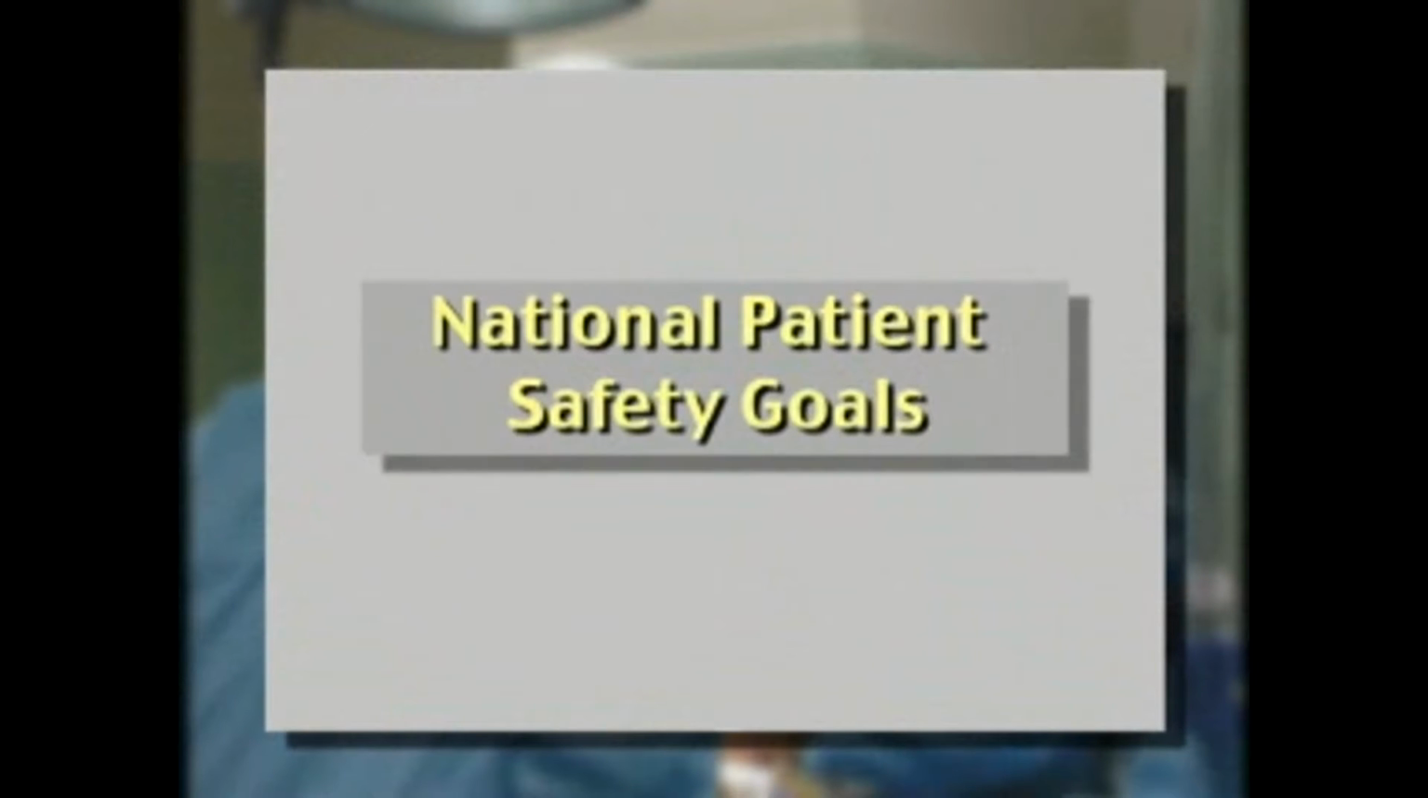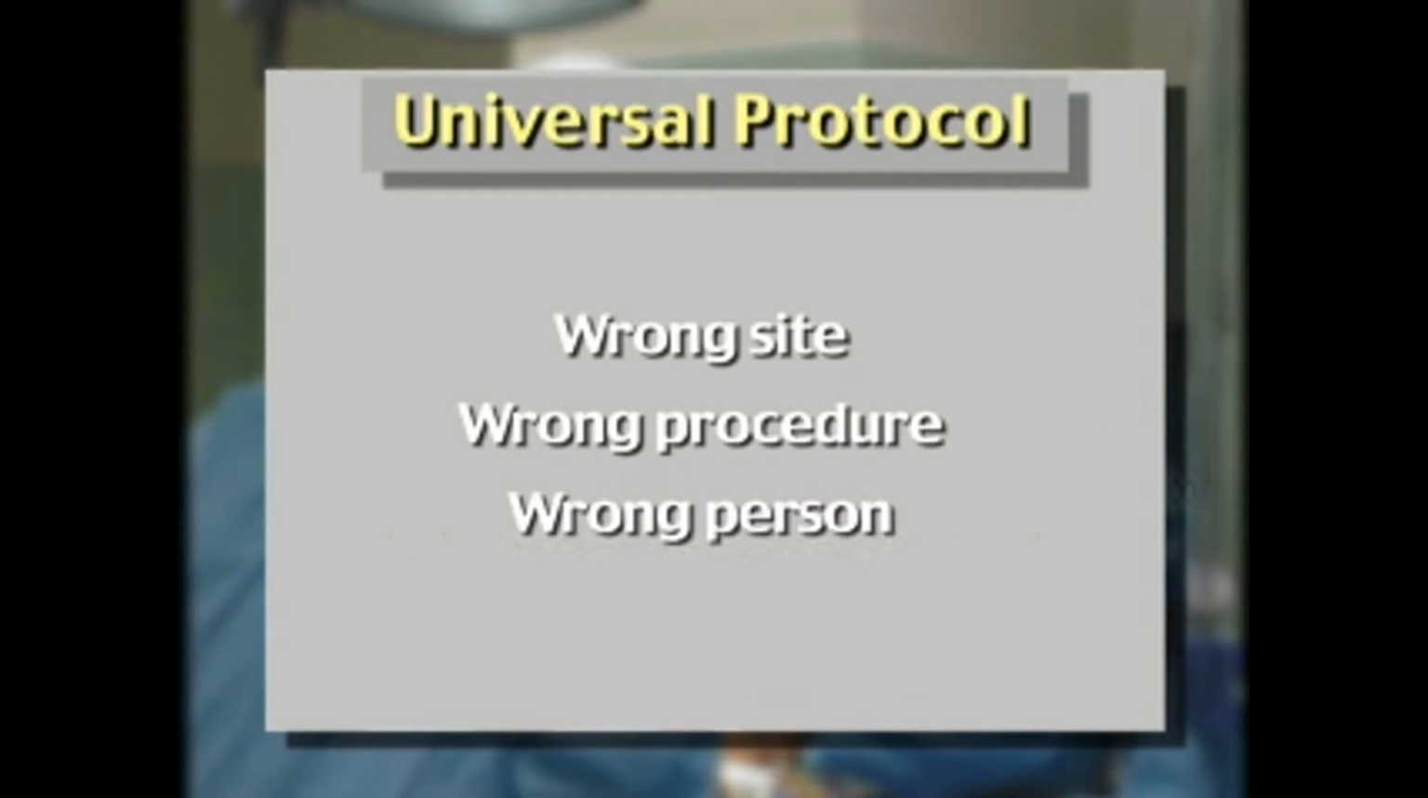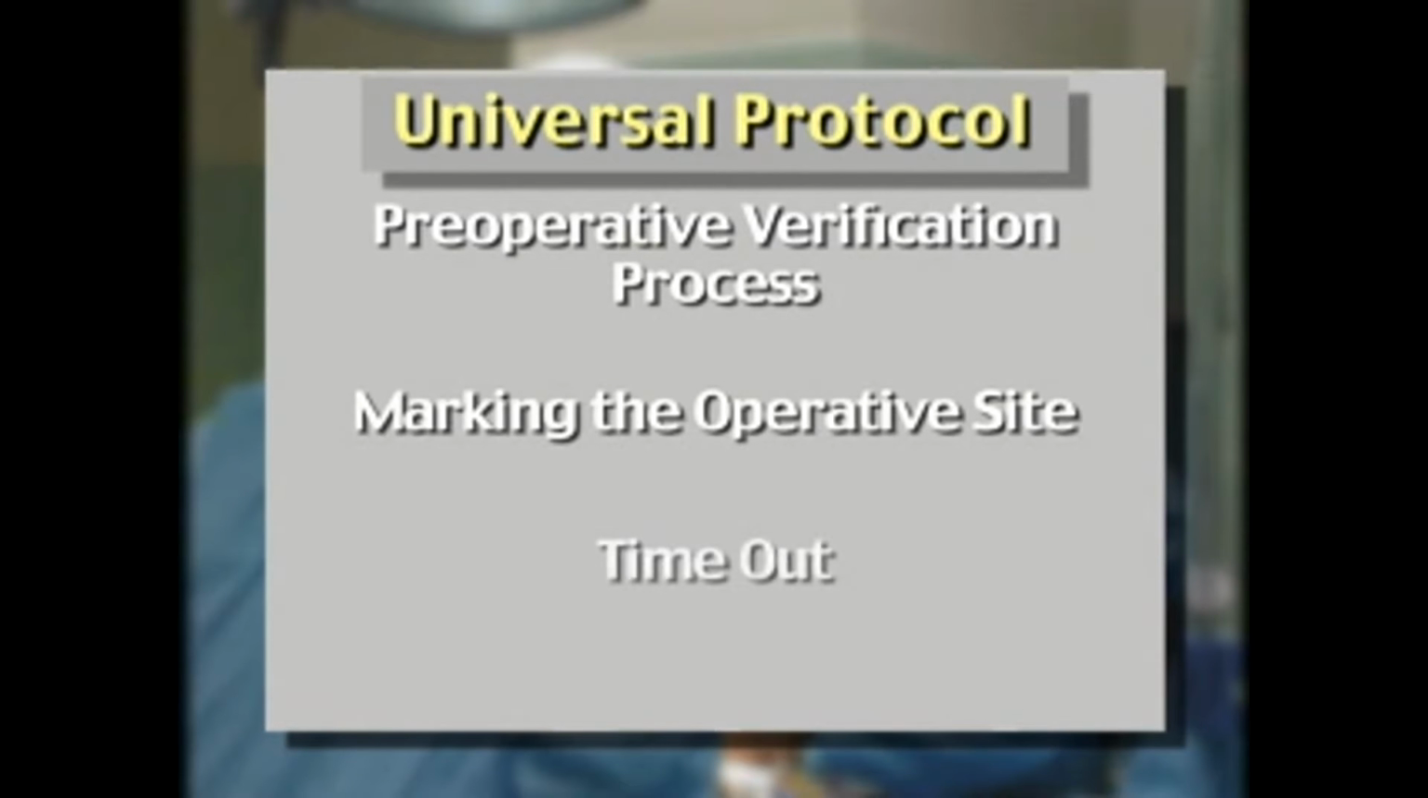In addition to the national patient safety goals we've described, the Joint Commission has also developed the Universal Protocol for Preventing Wrong Site, Wrong Procedure, and Wrong Person Surgery. Errors of this nature are very infrequent, but when they do occur, they can be tragic. The Universal Protocol consists of three major requirements.